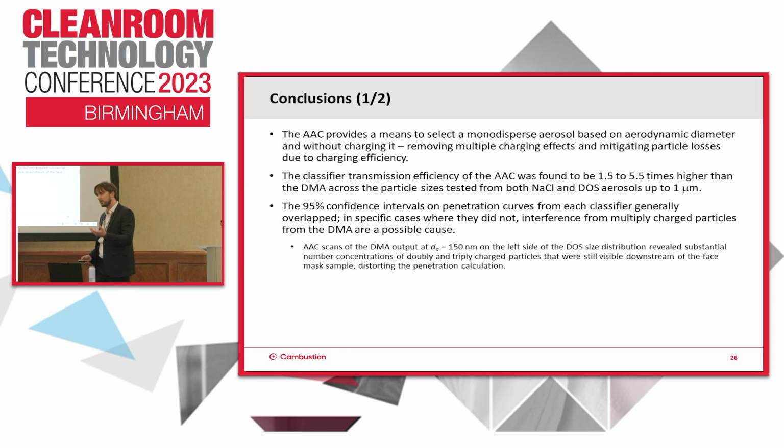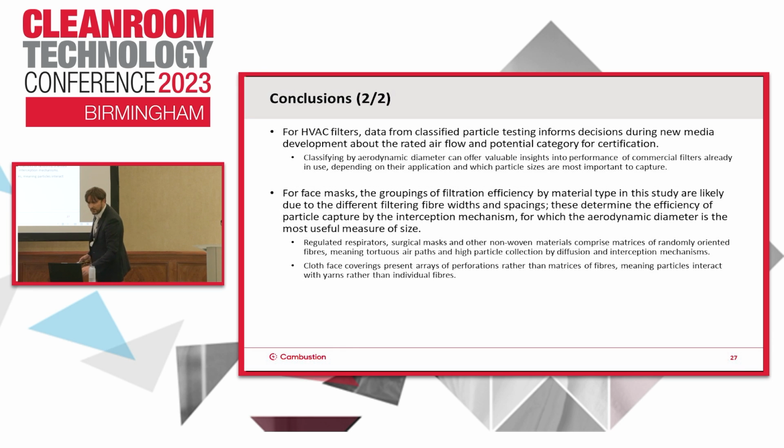So that can be a very important factor where you're testing very high efficiency filters and you're trying to get a statistically significant downstream count to properly characterize and categorize those filter media. The 95% confidence intervals on the penetration curves from each classifier generally overlapped, and in the particular cases where they didn't, the likely explanation is the presence of multiply charged particles skewing the penetration data from the DMA. And then for HVAC filters, the data have shown that, again, the AAC would be very useful as an R&D development tool to help inform decisions during media development about the potential rated airflow and category for certification.